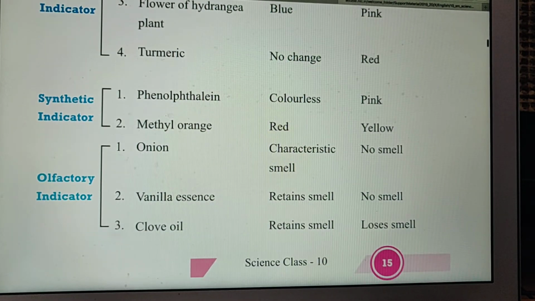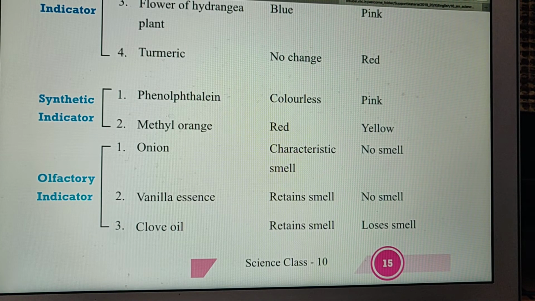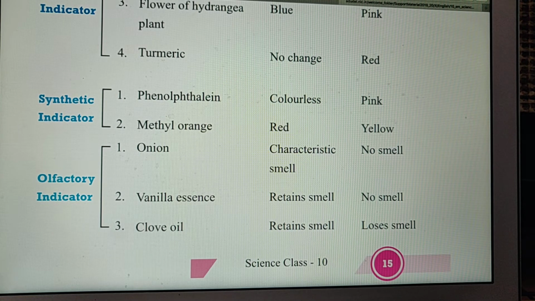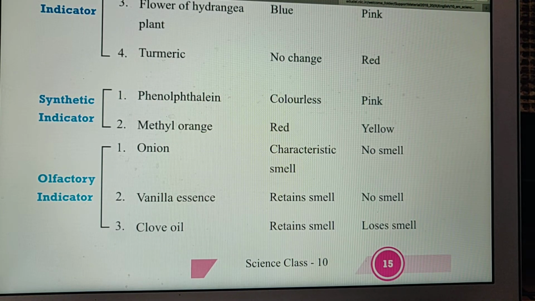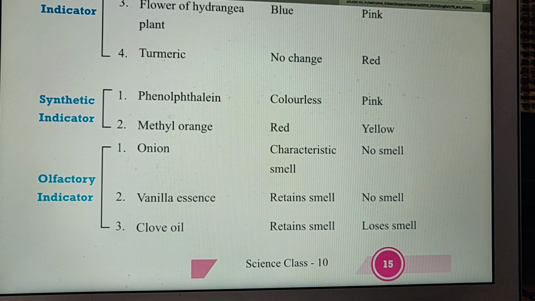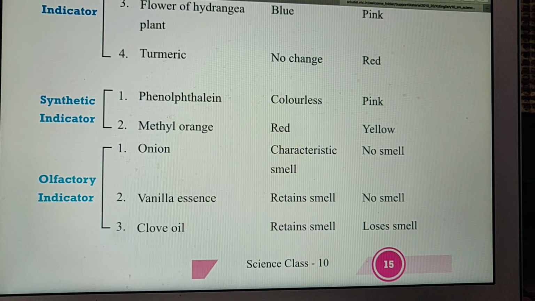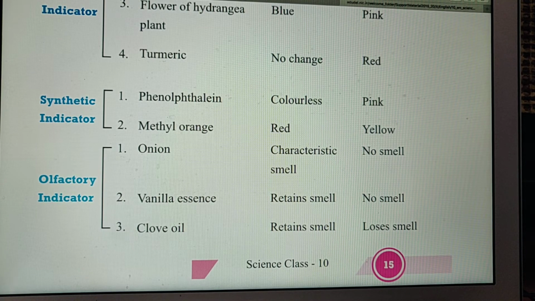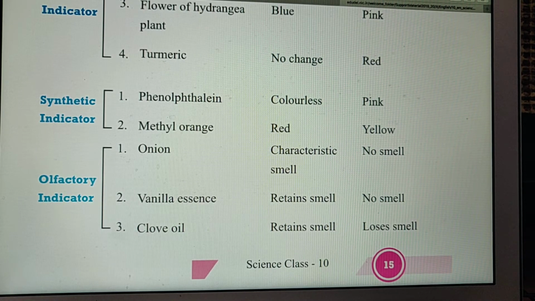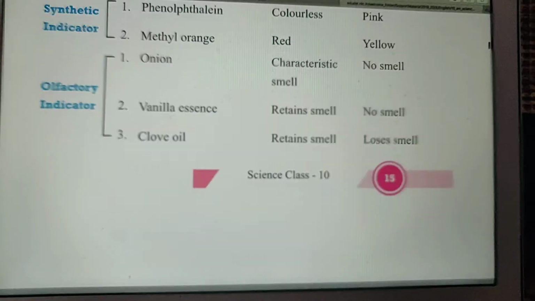Now synthetic indicators. Phenolphthalein gives colorless in the acidic medium and turns pink in the basic medium. Methyl orange is red in acidic medium and yellow in basic medium. Now the olfactory indicators: onion, vanilla essence and clove oil. Onion has a characteristic smell in the acidic medium and no smell in base. Vanilla essence retains smell in acid, no smell in base. And clove oil retains smell in acid and loses smell when put in the base.